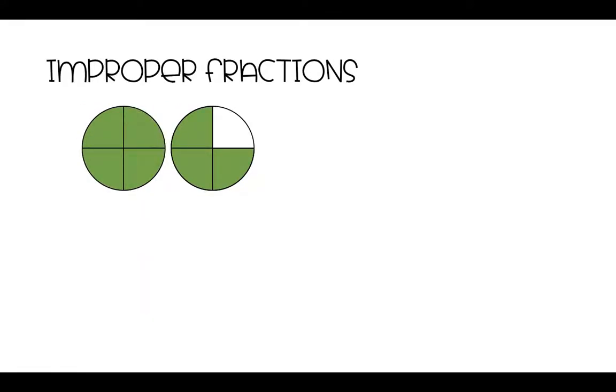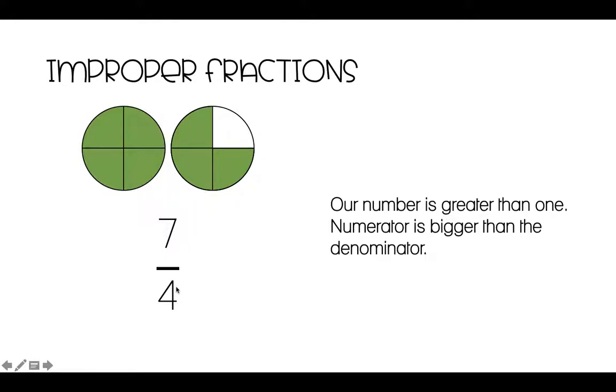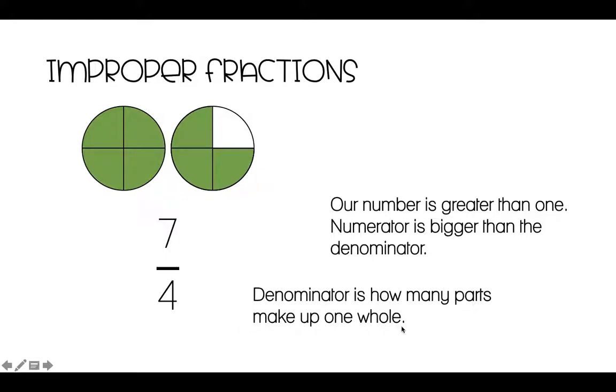So let's look at our improper fractions. Now, improper fractions look like this when we have 7 parts out of the 4 parts. And we refer to the 4 parts as being how many parts make up one whole. So here we have 1, 2, 3, 4, 5, 6, 7, 8 potential parts, but we're talking about how many whole numbers there would be. So in this case, a whole pizza or a whole cake. Each of these cakes are made up of 4 parts, so we're saying the denominator is 4.